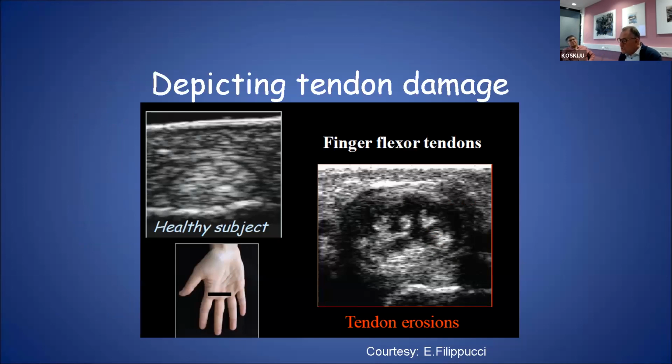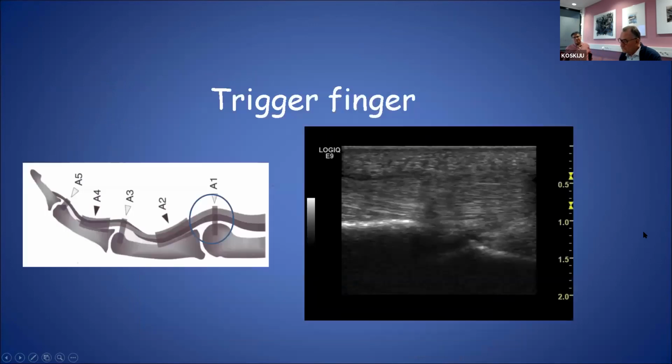So we can also depict tendon damage with ultrasound. Here, for example, is a rupture of the flexor tendon. Trigger finger is a very good target for ultrasound. We know the pulleys, A1, 2, 3, 4, and 5. These are the fibrous rings that keep the tendons together with bone. And this is the typical site, the A1 pulley, to get the impingement, as seen here in this video.